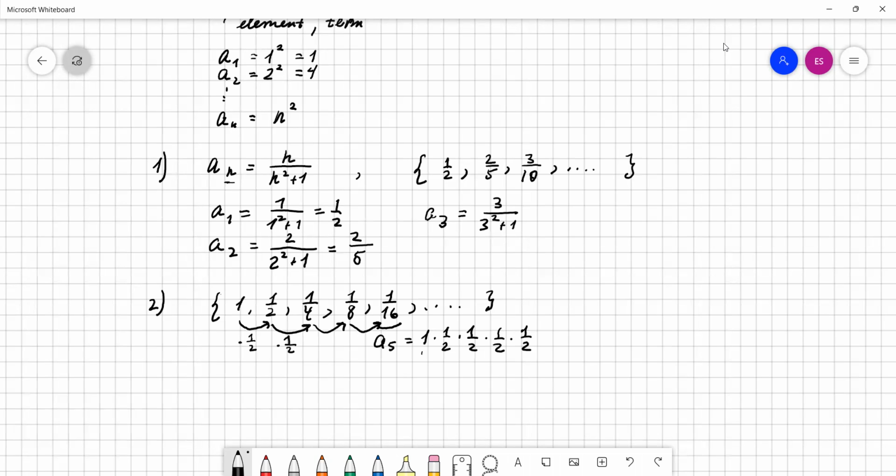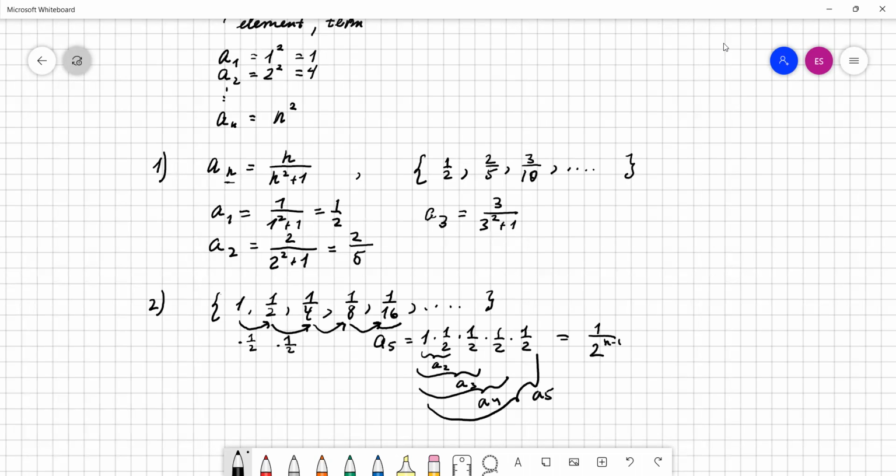So this is term number 2. This is term number 3. That's term number 4. And the last one is term number 5, right? If you want to write down the formula here, the formula is 1 over 2 to the power of n minus 1. Complicated formula.